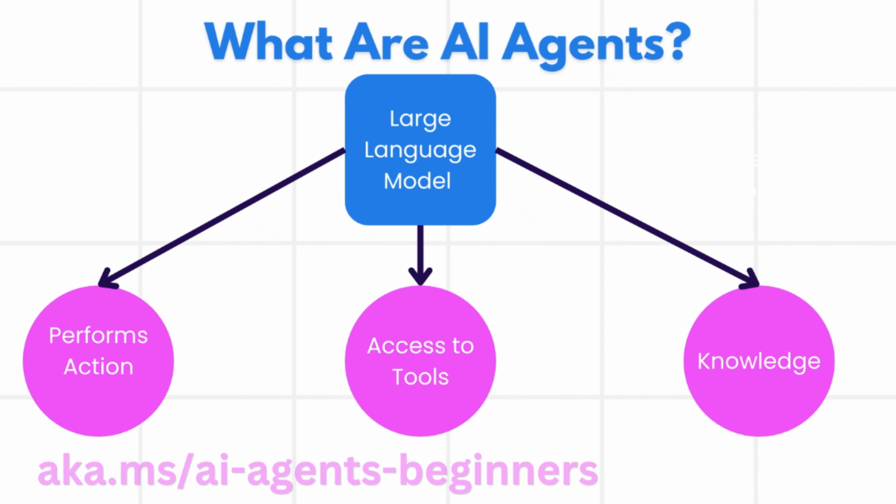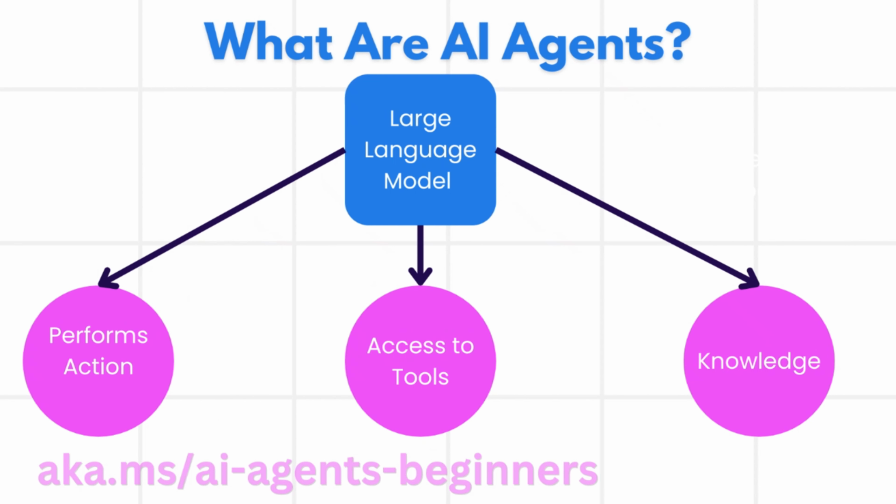AI agents are systems that enable large language models, or LLMs in short, to perform actions by extending their capabilities by giving LLMs access to tools and knowledge. The last two pieces, which are tools and knowledge, are very important because large language models don't have access to our organizational data. So by giving access to our organizational data and creating certain actions using tools like Power Automate, we extend large language models' capabilities.